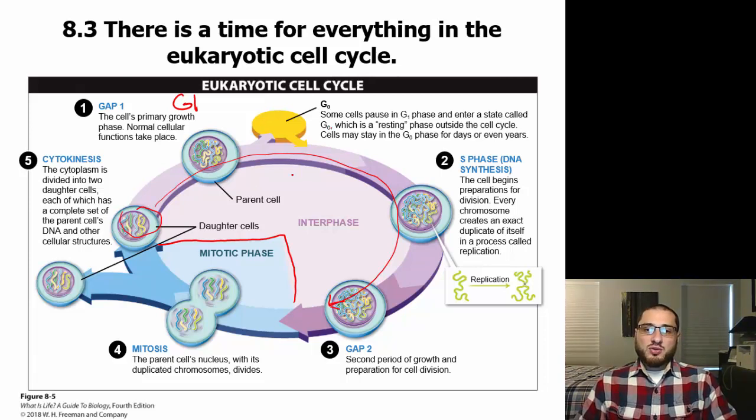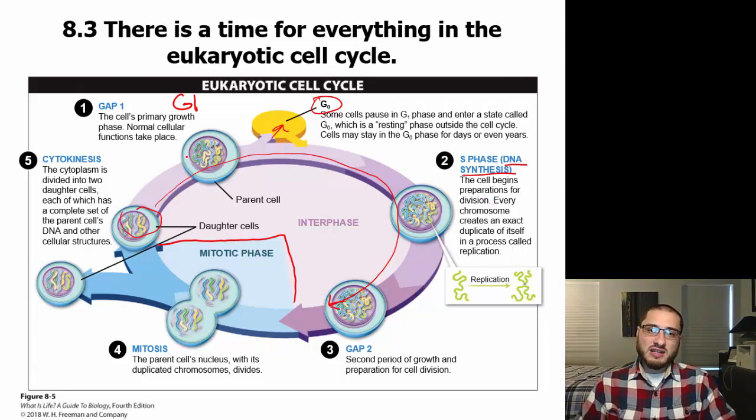But once we get through that, if we so choose to, otherwise after the G1 phase, you're going to make it to the S phase. So G1 goes to the S phase unless it's going to make a segue into the gap 0 phase. In the S phase, S is for synthesis, DNA synthesis, making new DNA. This is where the cell begins preparations for division.